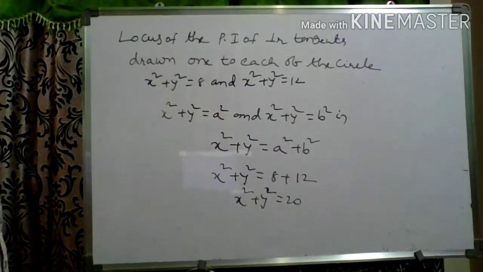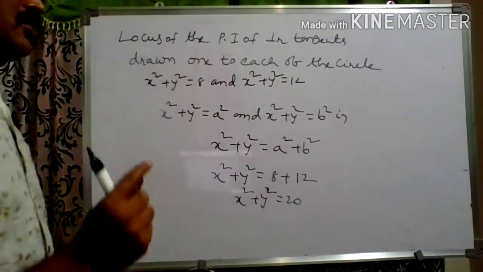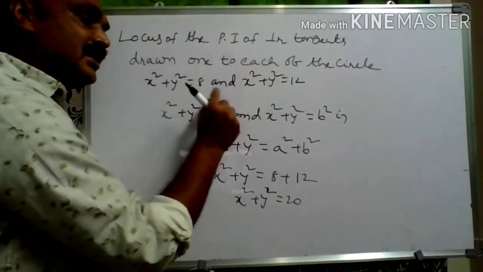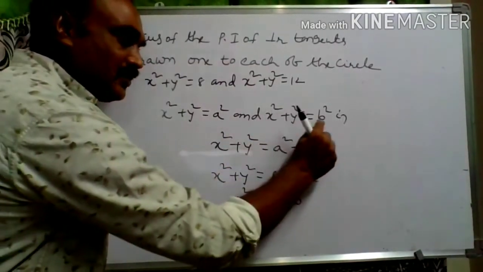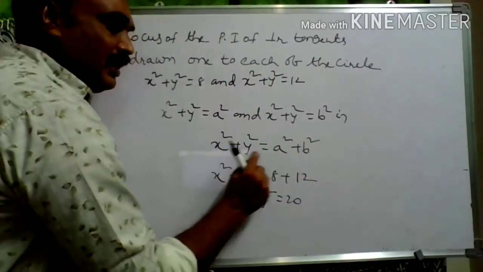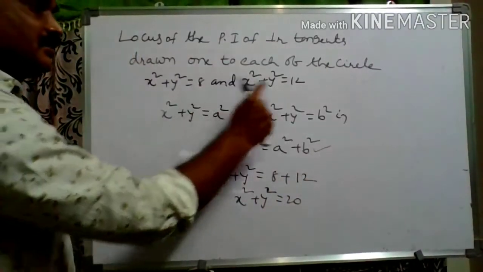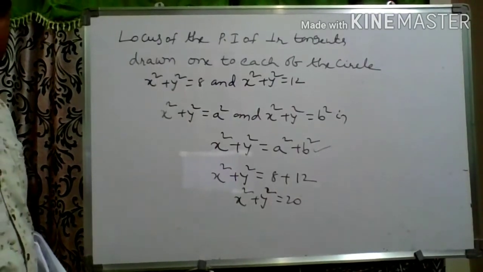Friends, point of intersection of perpendicular tangents is called director circle. So locus of point of intersection of perpendicular tangents drawn one to each of the circles, x square plus y square equal to a square and x square plus y square equal to b square, is the formula x square plus y square is equal to a square plus b square. Here a square 8, b square 12. X square plus y square is equal to 20.